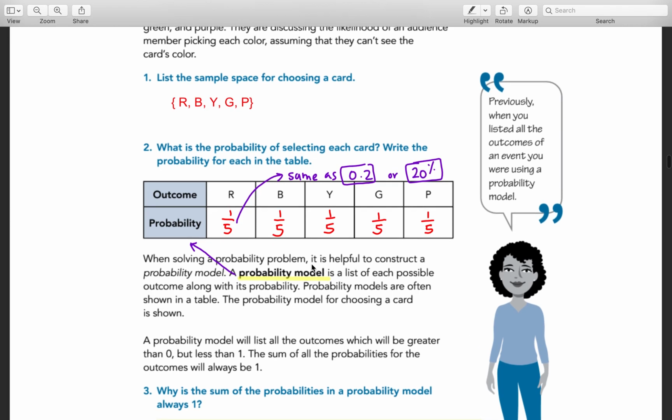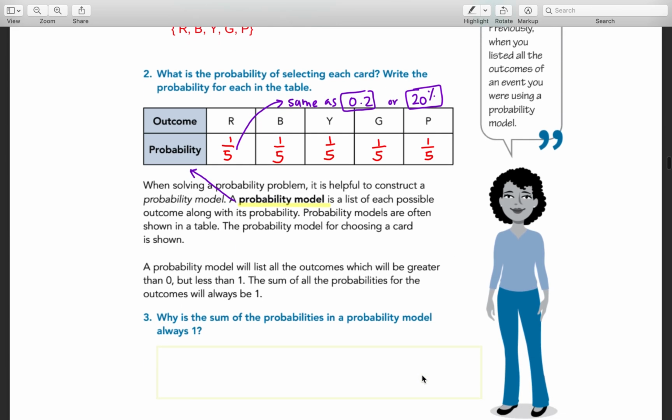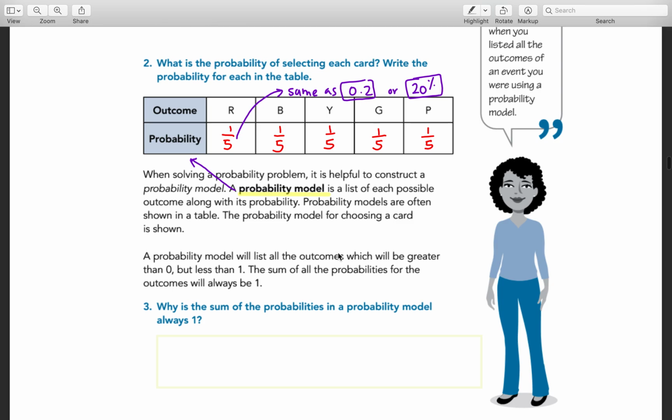So when solving a probability problem, it is helpful to construct a probability model. This table you see on number 2 is called a probability model. It's a list of each possible outcome along with its probability. Probability models are often shown in a table like this. The probability model for choosing a card is shown. We just found them.